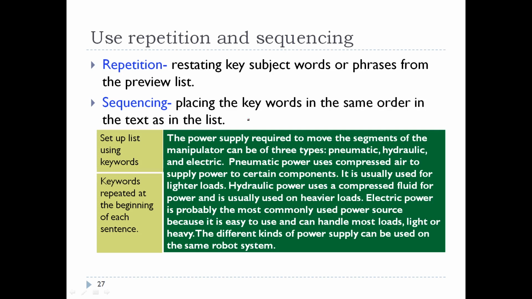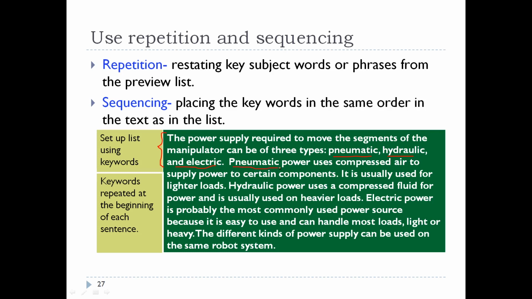For example, look at this example. First of all, we set up the preview list. The power supply required to move the segments of the manipulator can be of three types. So we are talking about power supply types: pneumatic, hydraulic, and electric. This is the preview list. Now next, we want to repeat these terms: pneumatic, hydraulic, and electric. That is what repetition means: restating key subject words or phrases in the preview list.